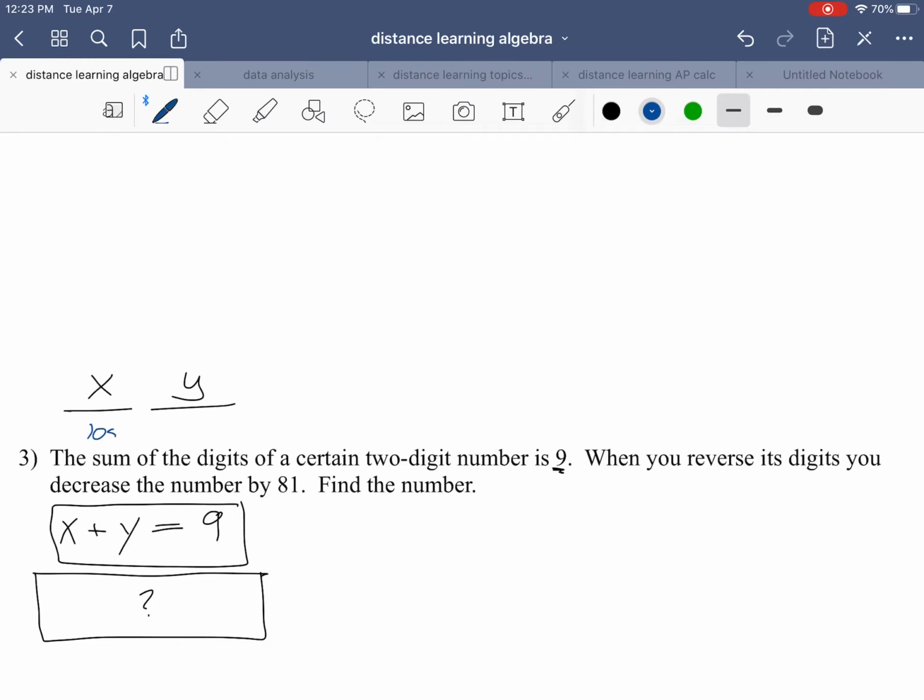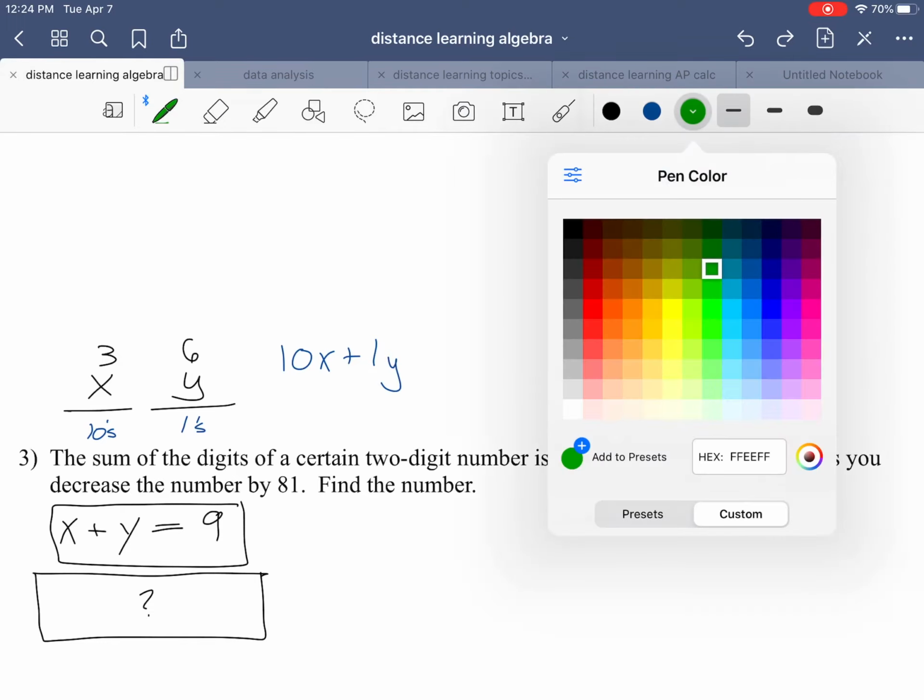It's a little trickier, but we know that since this is the tens place and this is the ones place, the value of that number is 10x plus 1y. For example, if it was 36, and I don't know if that's the right answer, probably not, the 3 represents how many tens, and the 6 represents how many ones, so it's 36, right? And I'm just going to use this expression to get the value. And that's going to come into play.